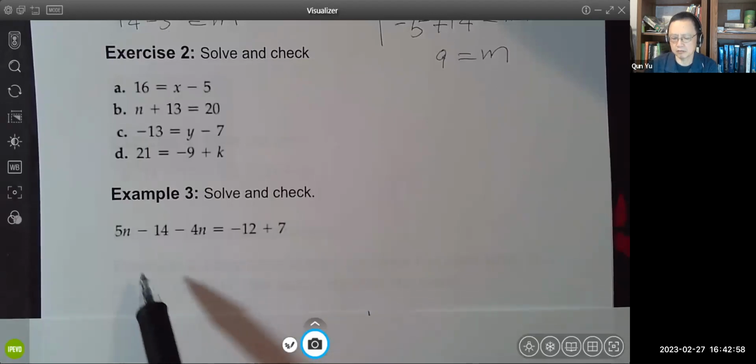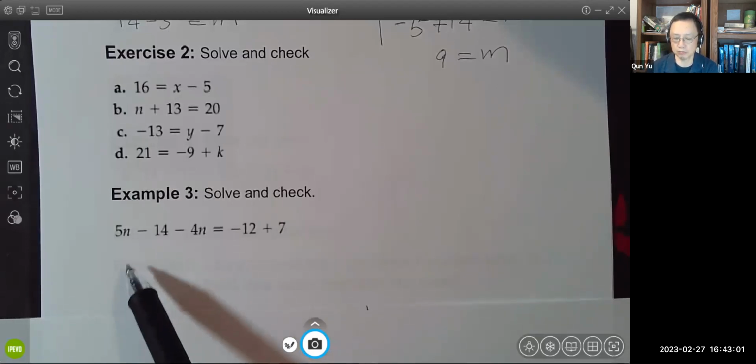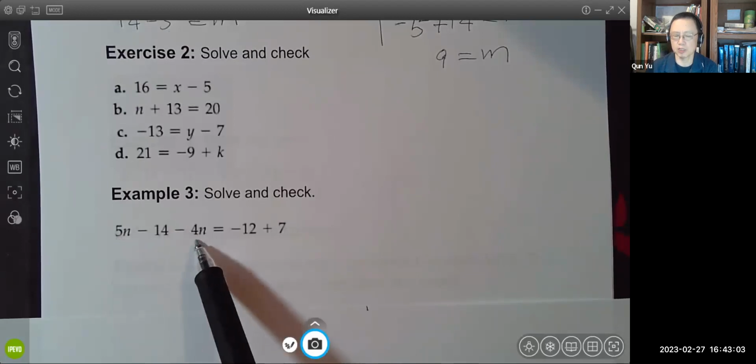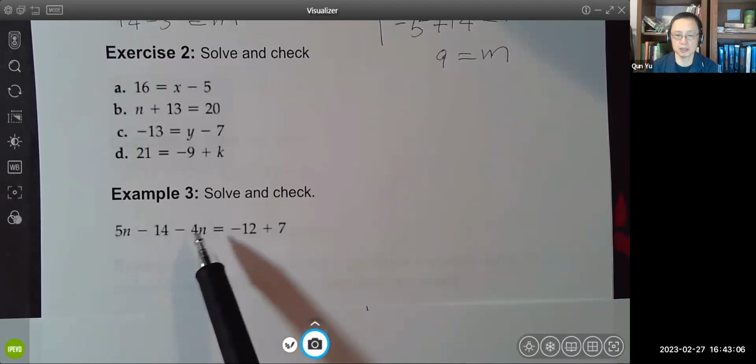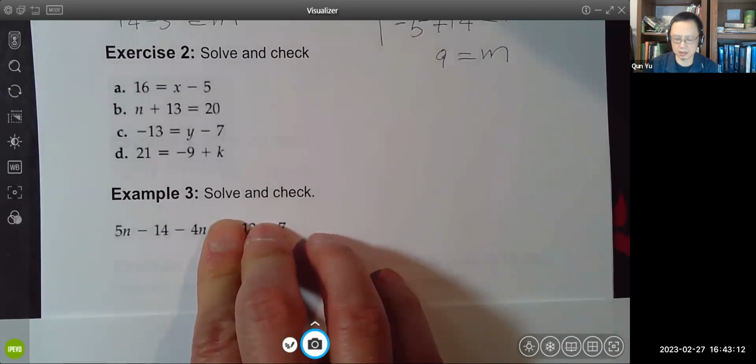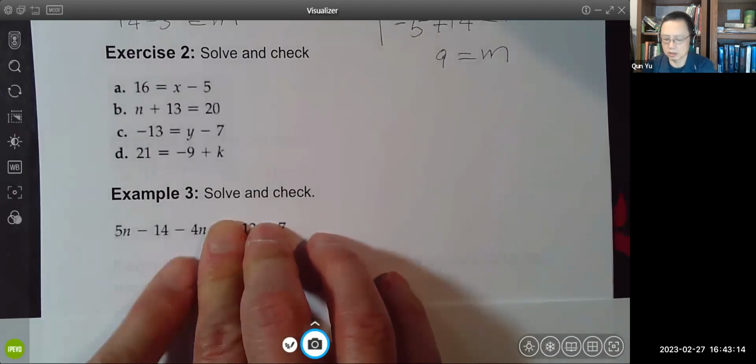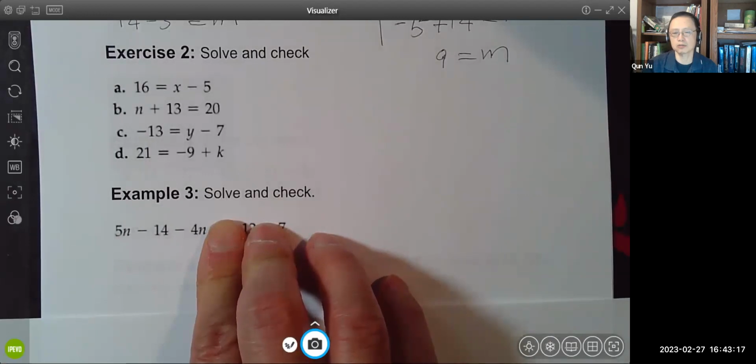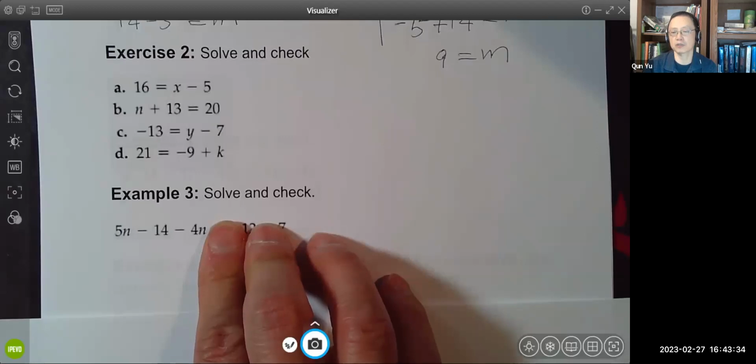Notice that for this one, we have 2 variable terms, 5n and -4n, and they are on the same side. Whenever you have variable terms or constant terms on the same side, this whole thing is an expression. Still remember what we can do to an expression? We can do 2 things. First, we can simplify it by combining like terms, or we can evaluate an expression for a given number for that variable. So now we can simplify this.